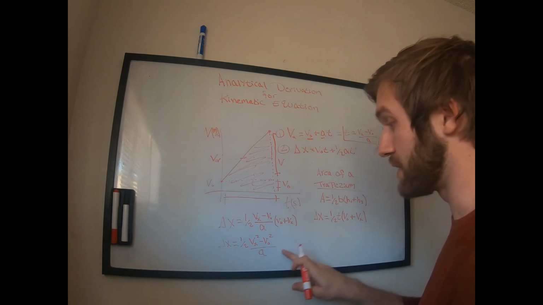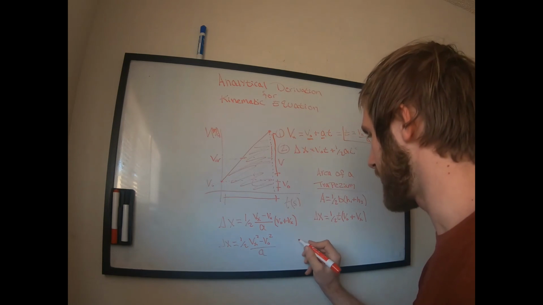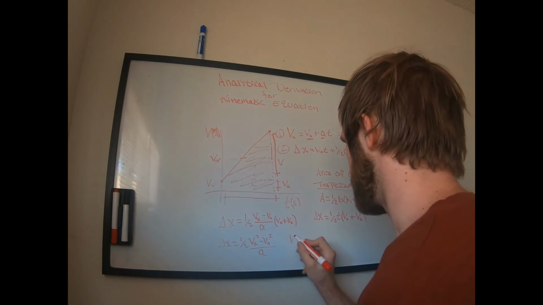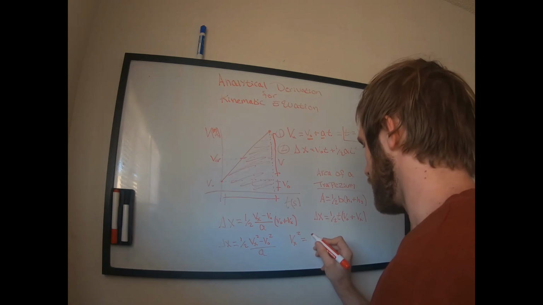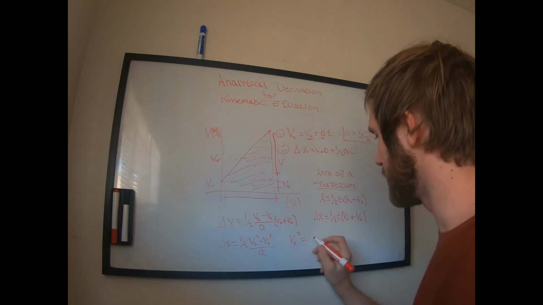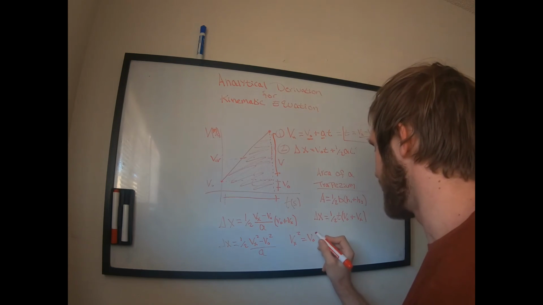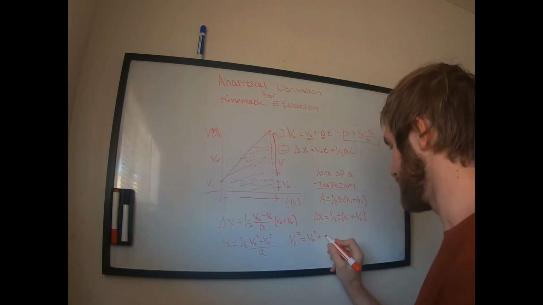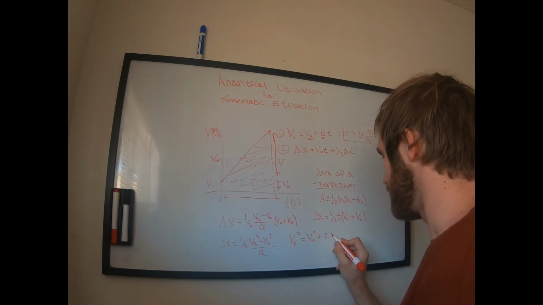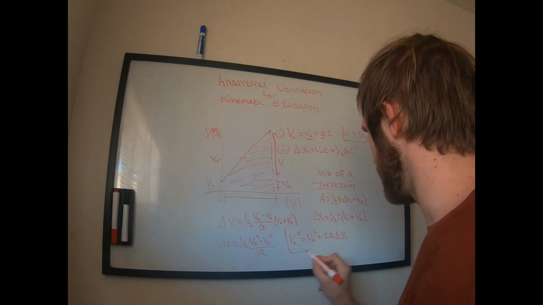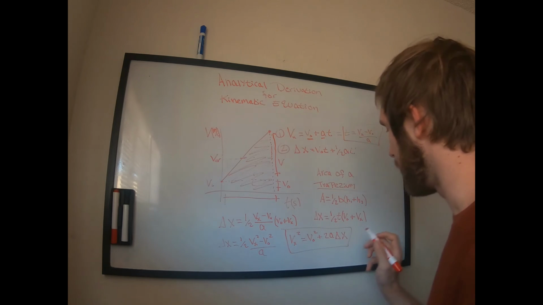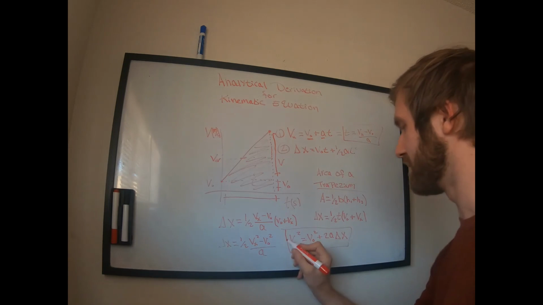And now we can just rearrange our equation, and that will give us v sub x squared is equal to v naught squared plus 2a delta x. And there we have it, our third equation of motion.